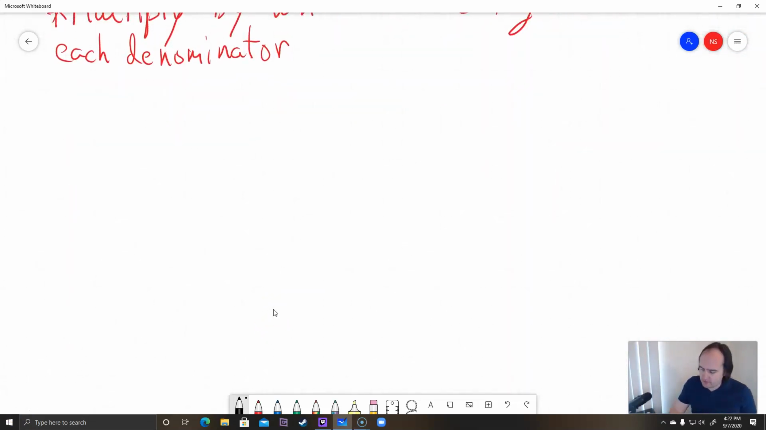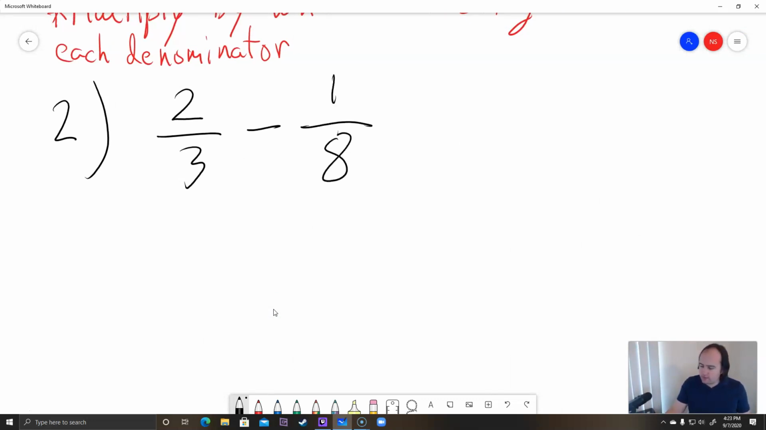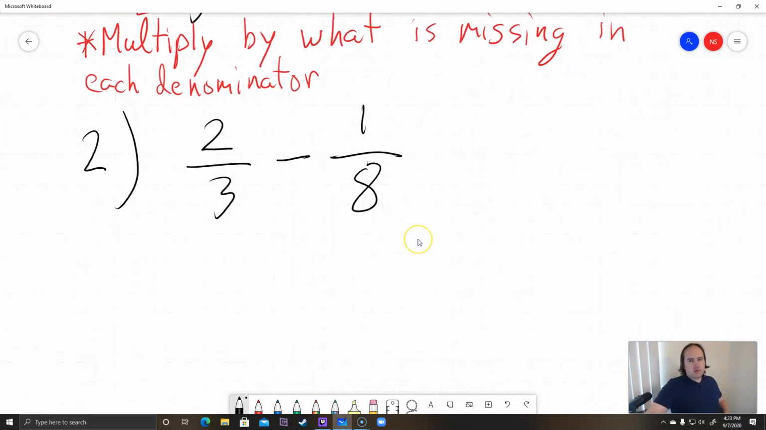So example number 2. Example number 2, we have 2/3 minus 1/8. So just like I said in the last problem, you want to multiply by what you're missing in each denominator. And with this one, it might be a little bit harder to tell what you're missing, but you do want to build these so that they have the same denominator.